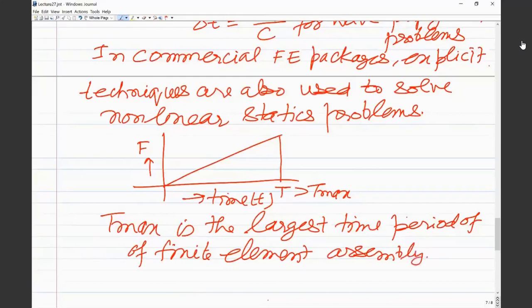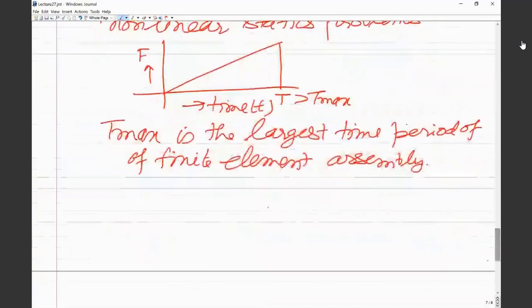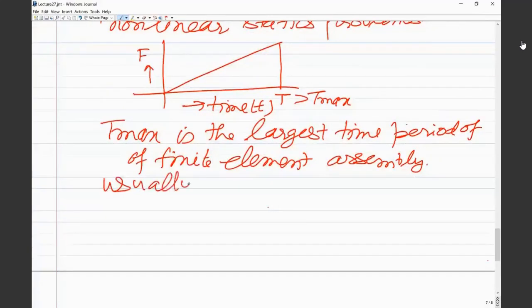Which is easily done: you solve the eigenvalue problem, get the lowest natural frequency, and 2 pi divided by that lowest natural frequency will give you this T max. So here we keep the T no greater than T max, and usually, to make sure that dynamic effects are not induced, T is taken as 10 times the T max. And solve this problem in this manner as a dynamic problem.